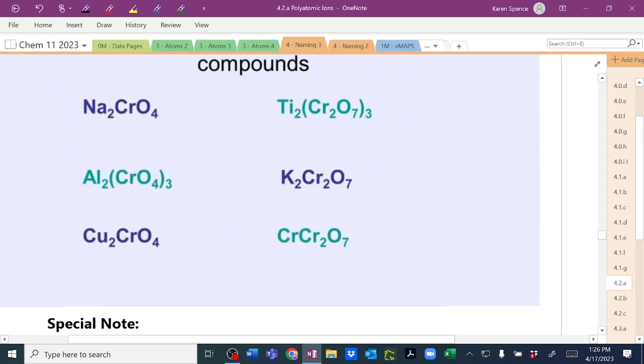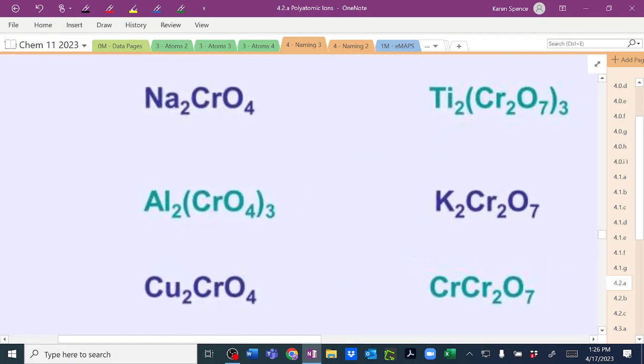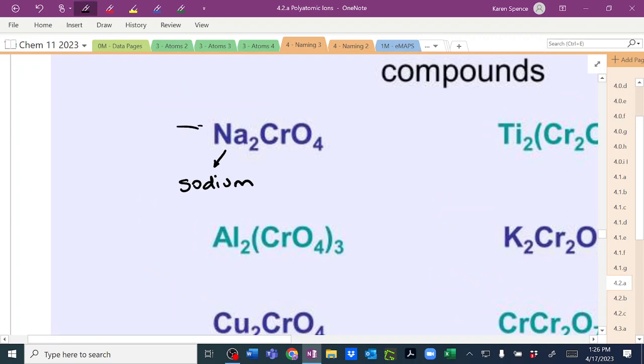All right. Let's try naming just these 3 on the left. NaCrO4. What's the name of Na? Sodium. Does it need a Roman numeral? No. How do we know it does not need a Roman numeral? It's in group 1. It is not in the gray zone.